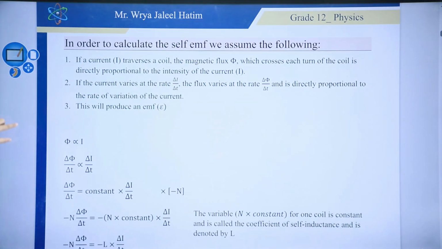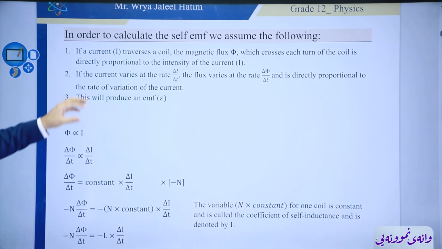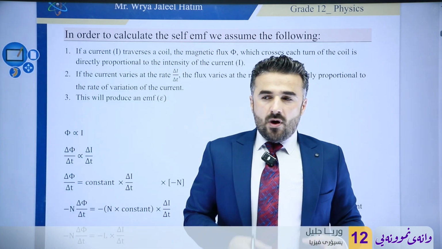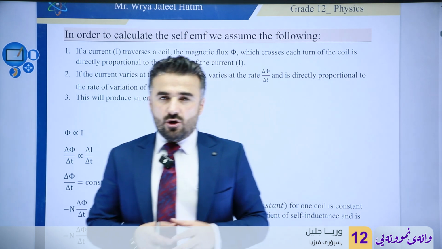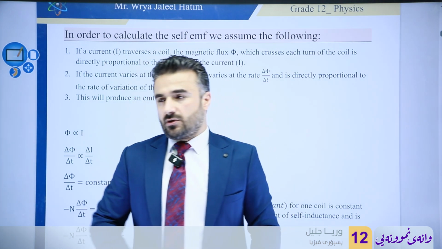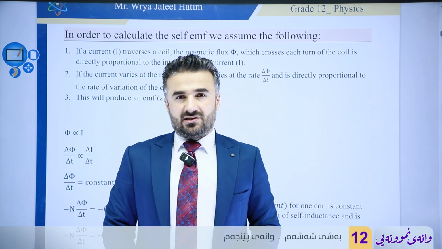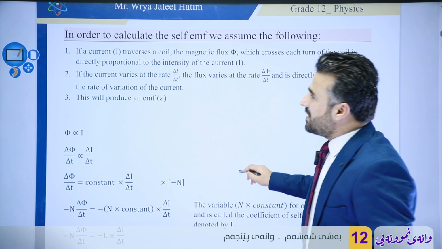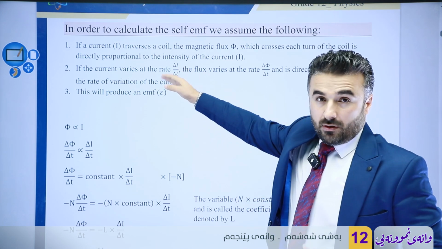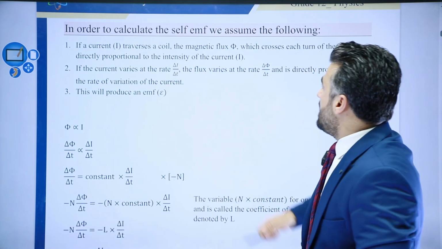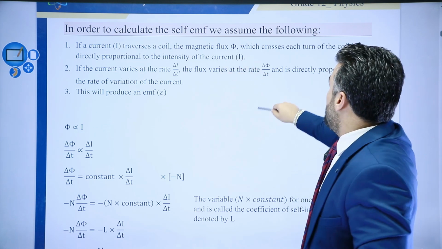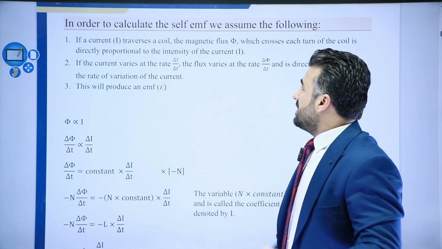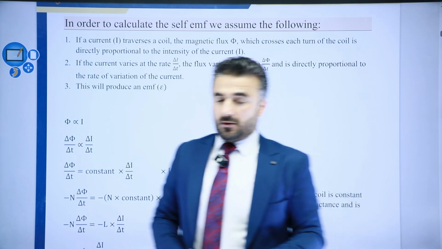Okay, now watch this one. It says, in order to calculate the self-electromotive force, we assume the following. One thing before we proceed: we said as long as there is a change in the magnetic flux, there is always an induced electromotive force, or you can say a current will be induced. So based on this, if a current passes through a coil, the magnetic flux which crosses each turn of the coil is directly proportional to what? To the intensity of the current. We've learned this one before.